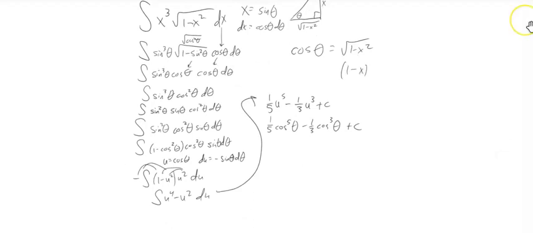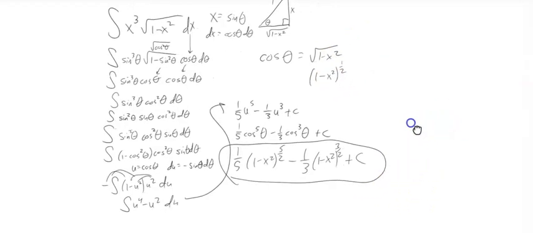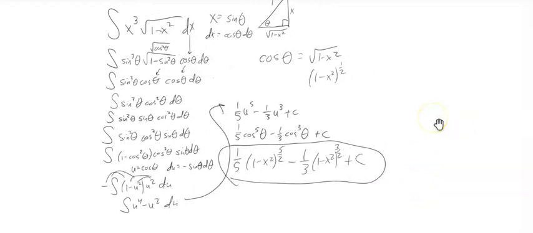That'll make it easier for me to plug it in, I think. So I have 1/5 cosine of theta to the fifth power, so this to the fifth power, which is 1 minus x squared to the 5/2, minus 1/3 cosine to the third, this thing to the third power. So 1 minus x squared, 3 times a half is 3/2, plus c. There it is. And that wasn't too painful.